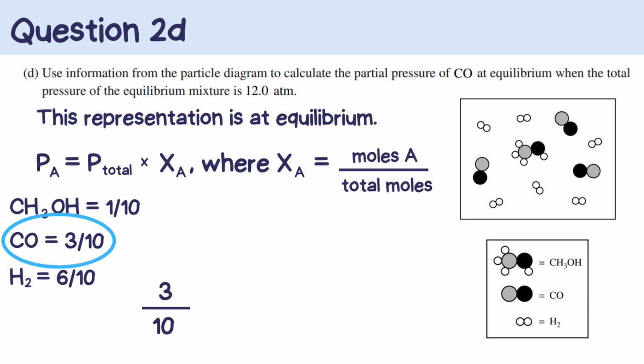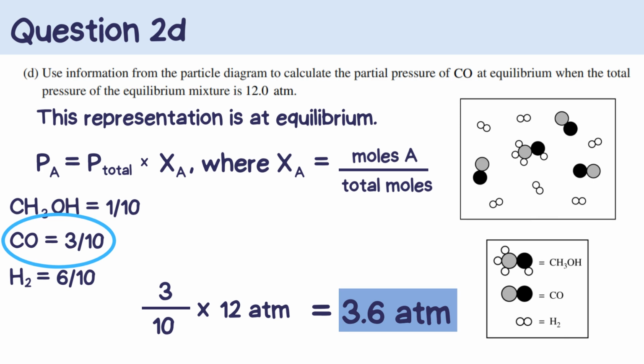So take the 3 over 10 and multiply it by the total pressure, which is 12 atm, and you get a final partial pressure of 3.6 atm. Okay, so again, take the 3 over 10 and then multiply that by the total pressure, which is 12 atm, and you get 3.6 atm as the partial pressure of carbon monoxide.